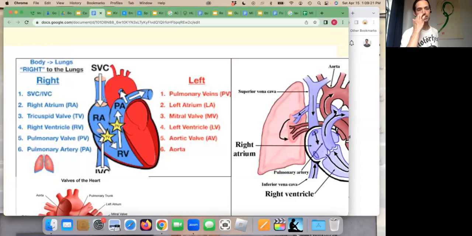Again, just a lot of repetition. It's memorizing the flow of blood on the right and the left, and also where the oxygenated versus the deoxygenated blood is. All right, so repeat after me. Let's have some fun. Let's make a mess. Unmute and repeat after me.